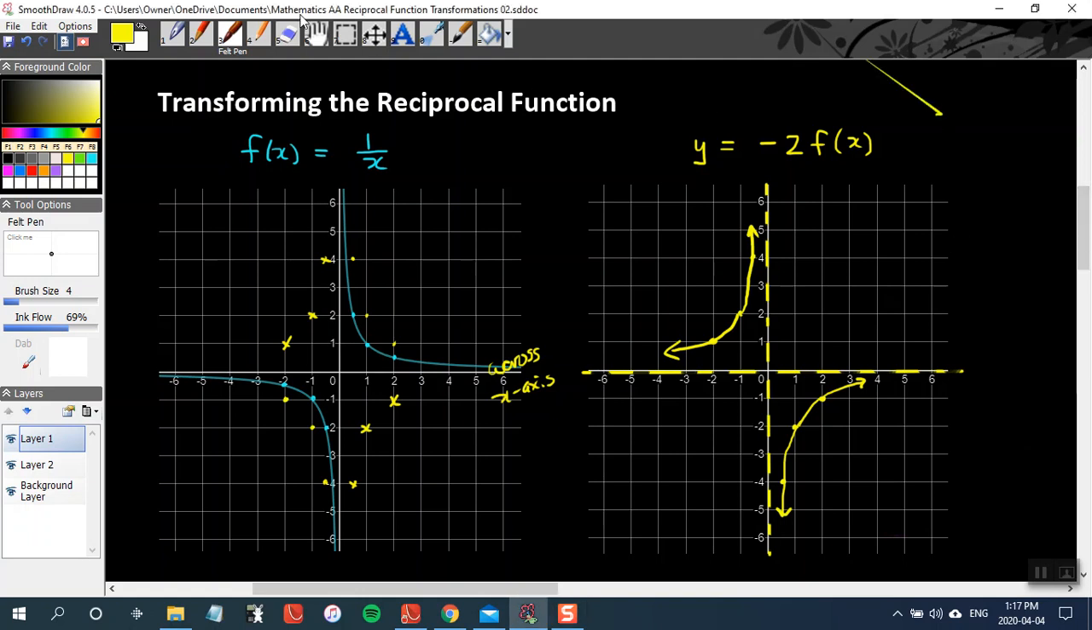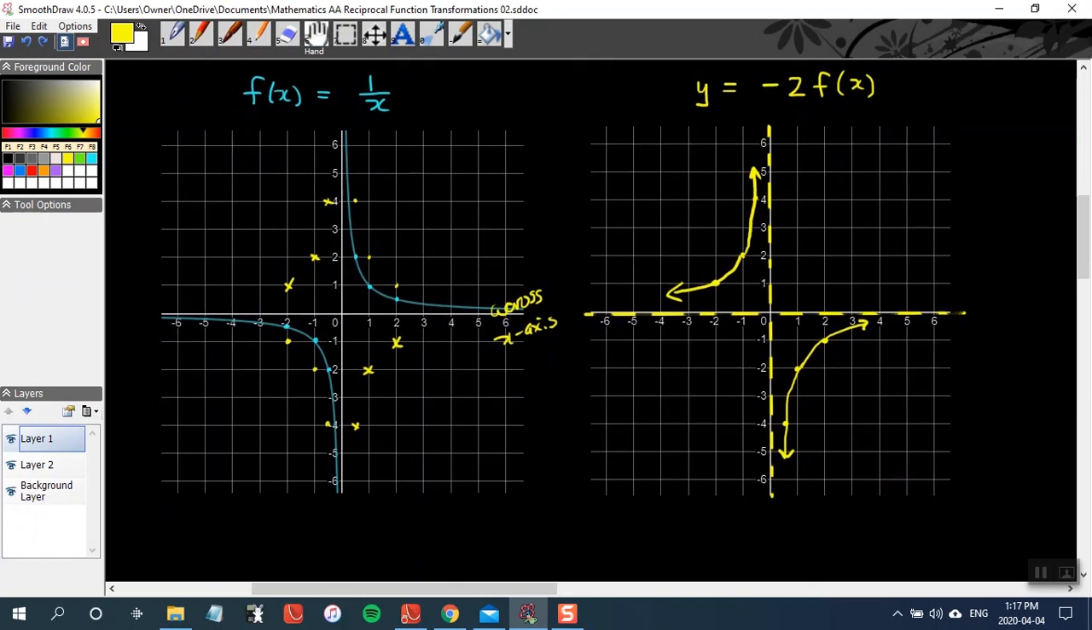Before we finish off here, let's write down the explicit equation of this transformed function as well, without putting blotches all over the screen. Let's move this down some. Okay, so the explicit equation. Now this is actually pretty easy. We just put a -2 out in front of the original, which is 1 over x.